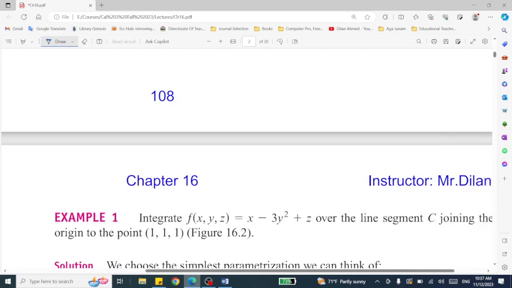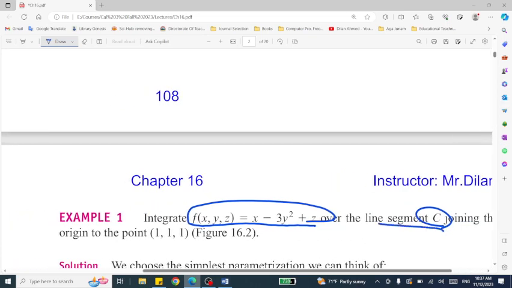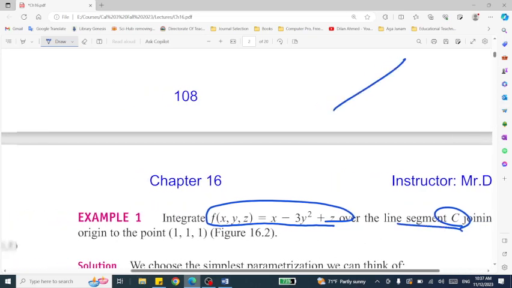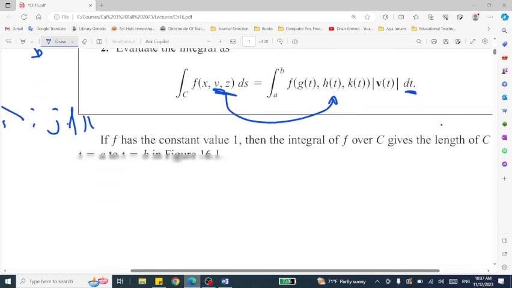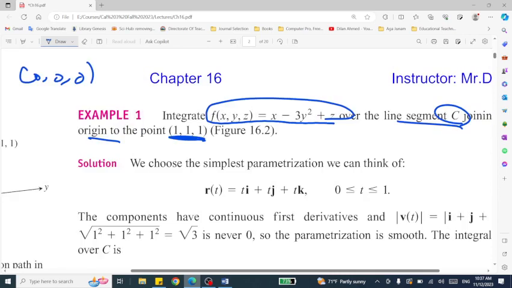Now you can see from this example, you see what? Integrate, okay, you have a function, I got it, on the line segment C, the curve, whatever we have. So we have a line segment, a line like that, joining the origin point (0, 0, 0) to (1, 1, 1). So you need to find or define the curve. Then you can find C.